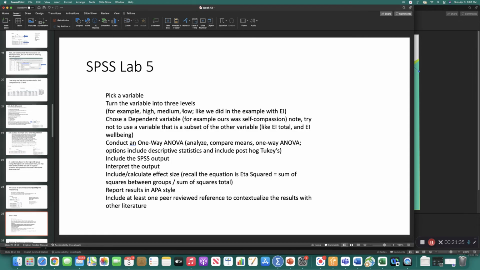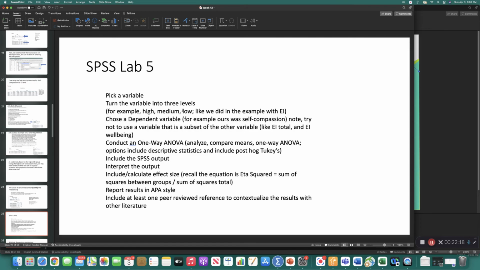Then you can conduct a one-way ANOVA, and we just went through that process, and include the SPSS output. Whenever I'm creating a slide and doing a sample SPSS output, I like to take a screenshot of the outcome information, and then you can use that to interpret the output. You can calculate the effect size using an equation for eta squared, which is the sum of squares between groups divided by the sum of squares total, and then report the results in APA style. And I always encourage students to include at least one peer-reviewed reference to contextualize the results. To say, this is what we found. Other researchers have found X, Y, Z.